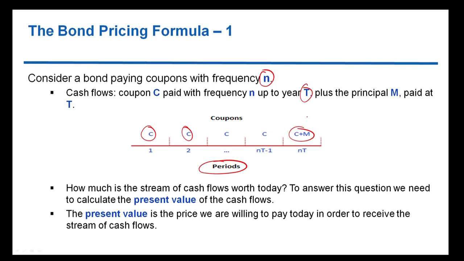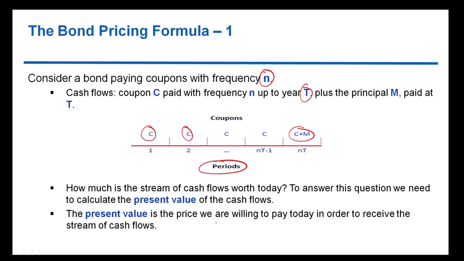So how much is this stream of cash flows worth today? So to answer this question, we need to calculate the present value of this stream of cash flows. And the present value is basically the price that we are willing to pay today to purchase this bond, or the price that we are willing to pay today to receive this stream of expected payments in future, right? So the present value of this stream of payments is calculated by discounting all the cash flows that we are getting in every period.